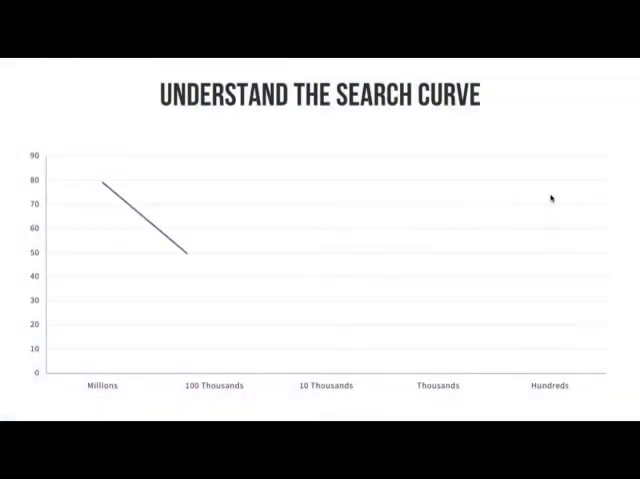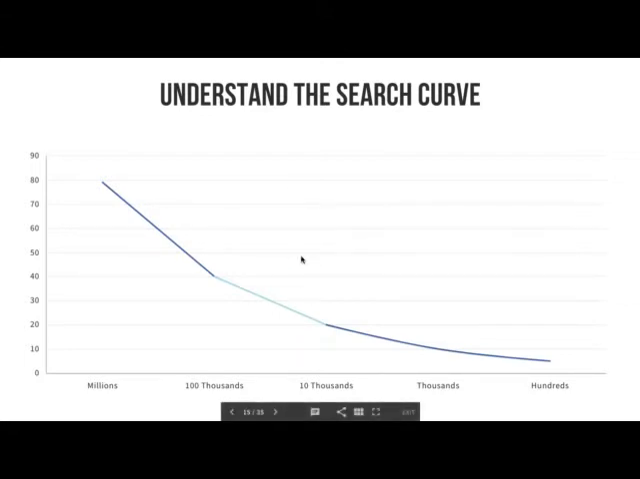So first we need to understand the search curve. In this example right here, we can see that there are a bunch of keywords in this first area on the left that get a lot of searches. So you may want to use some of those words in your content to try to attract people, but you're not likely to compete with those. In the middle ground, you might have a better chance.